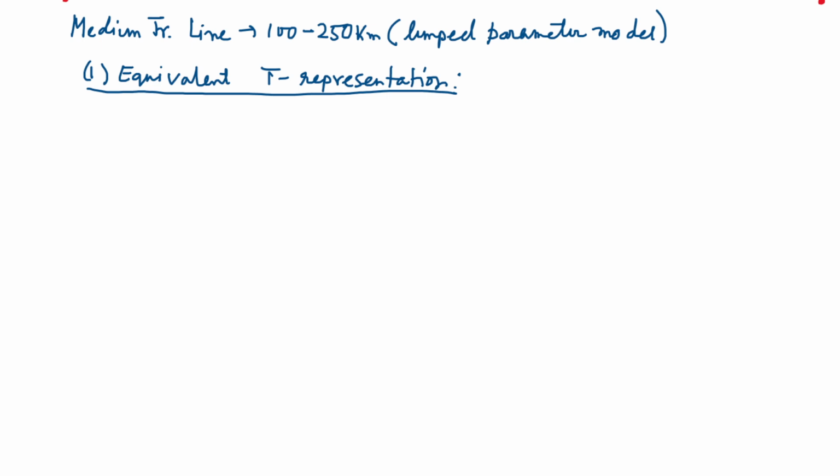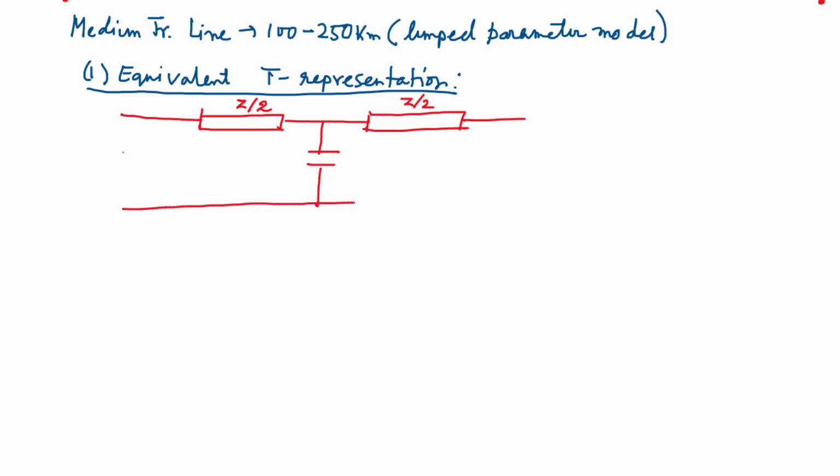Now, if you draw the equivalent T representation, what is that? The entire impedance of the network has been split into two parts, each Z by 2. So this is Z by 2, and this is also Z by 2. In between, we have the shunt admittance Y. We have the sending end with Vs as the sending end voltage and Is as the sending end current, and the receiving end with Vr as the receiving end voltage and IR as the receiving end current.